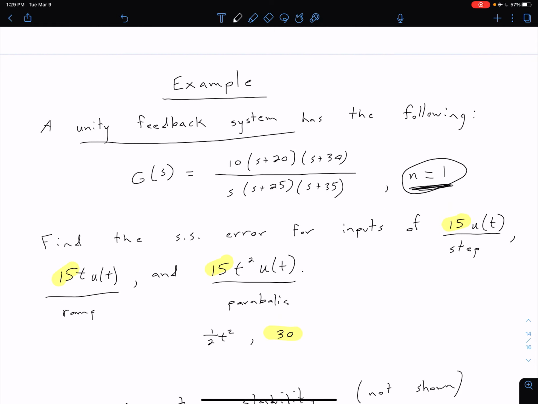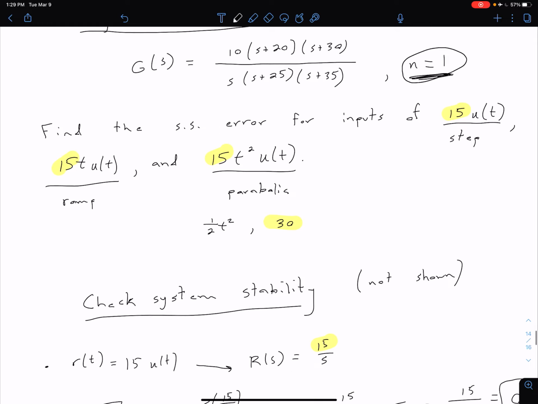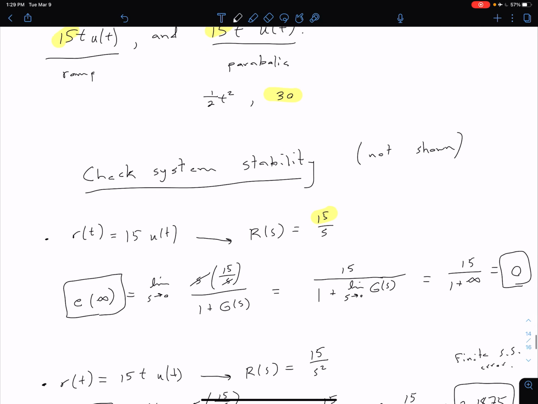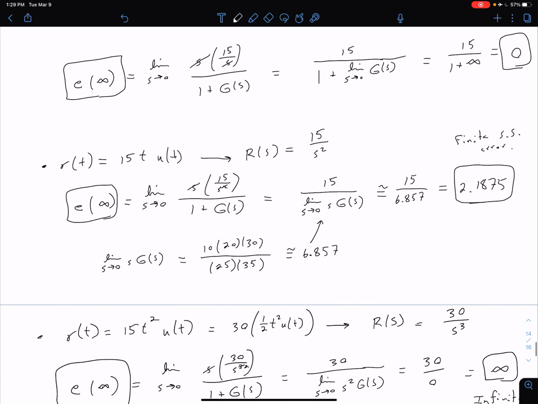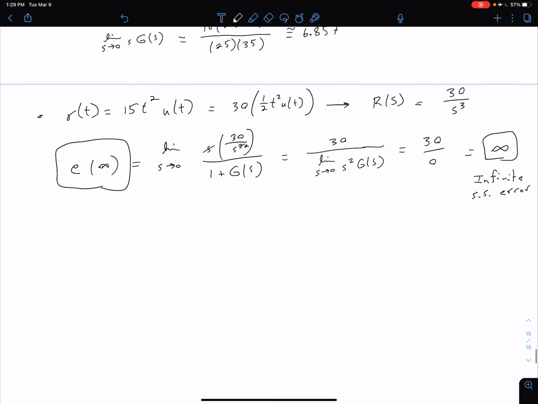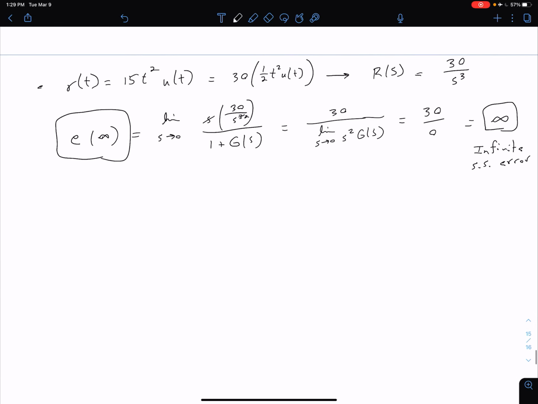Keep in mind that based on our initial g of s we were able to say n equals 1, so we kind of knew generally what to expect: 0 steady state error for a step input, finite steady state error for a ramp input, and infinite steady state error for a parabolic input.